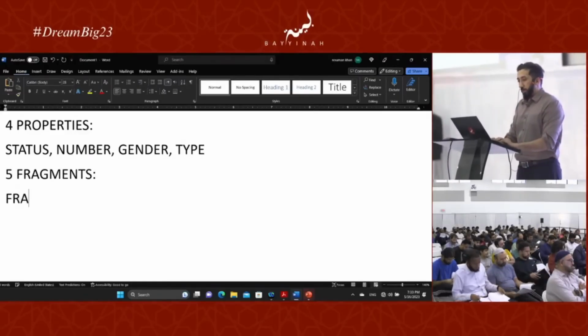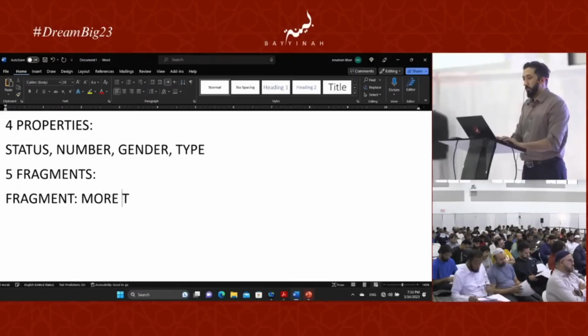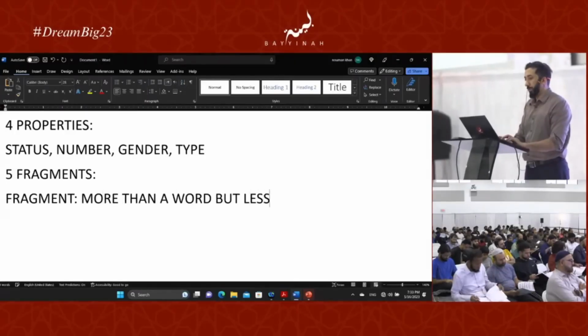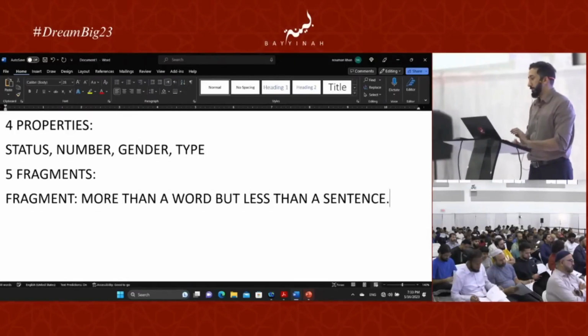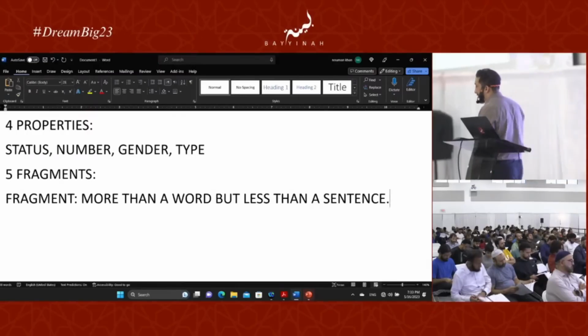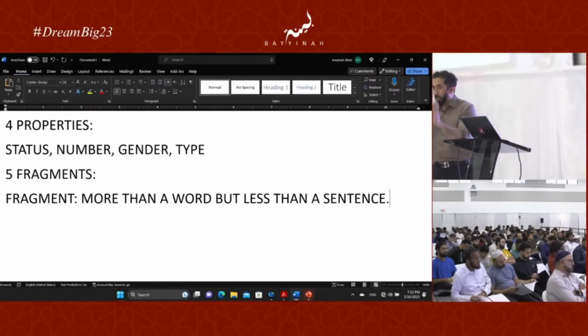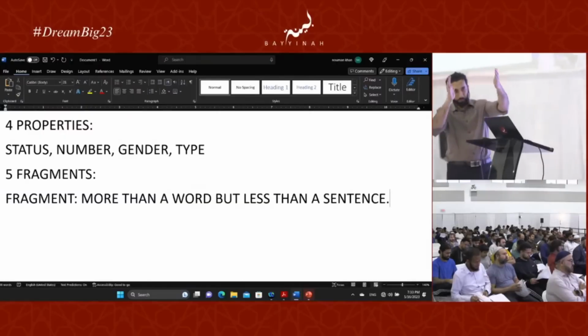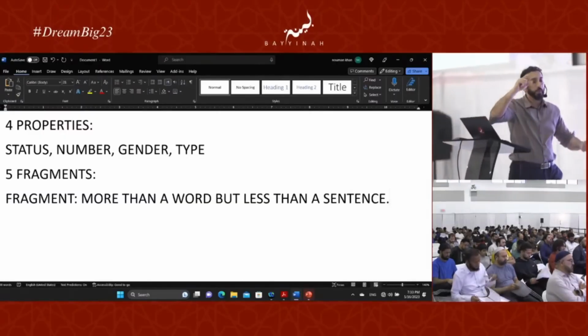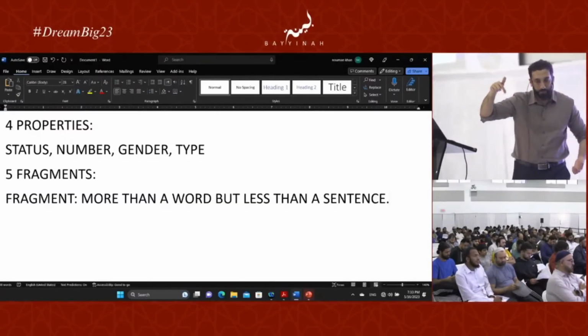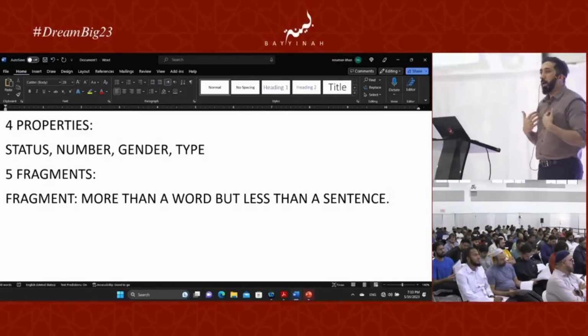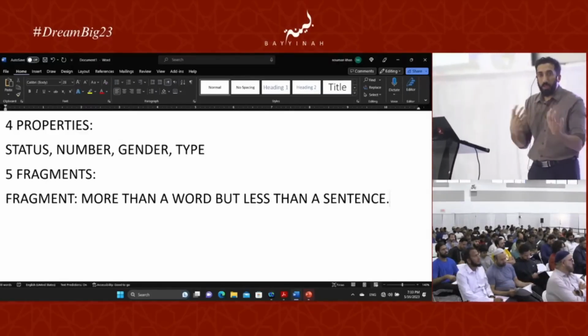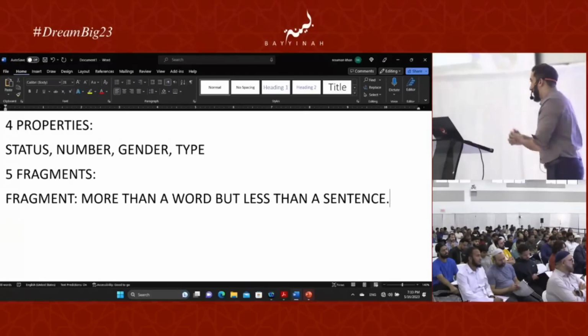The definition of fragment. More than a word, but less than a sentence. That's a fragment. It's not just a word, it has to be at least 2 words. It can be more than 2 words too, but it's still not a complete sentence. If I say, I am loud, I am loud. Is that a full sentence?